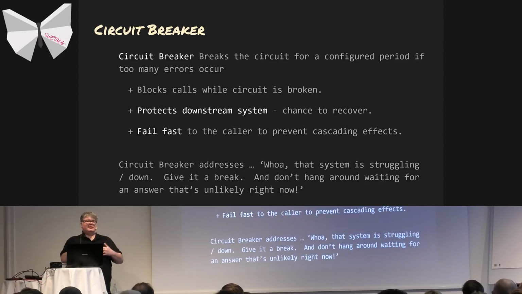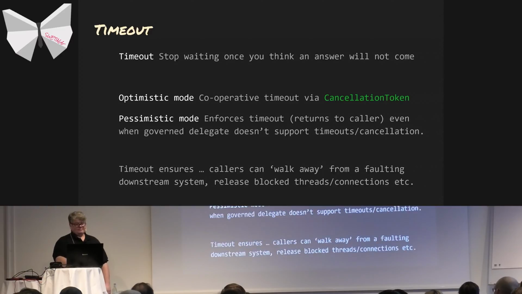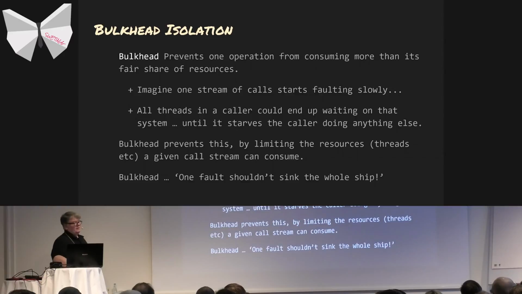And then when the circuit closes again and all electricity is flowing, so to speak, then it will try again. But this is a really cool idea, and certainly not unique. The timeout, obvious what a timeout is. Hey, after half an hour of doing all these other policies, just fail, just time out. So you can use an optimistic mode with a cancellation token so that you can cancel it at any time. Pessimistic mode returns the caller even when that delegate doesn't support timeouts or cancellations. And you can use all these things together, obviously. You wouldn't choose one or the other necessarily, just as a single policy.